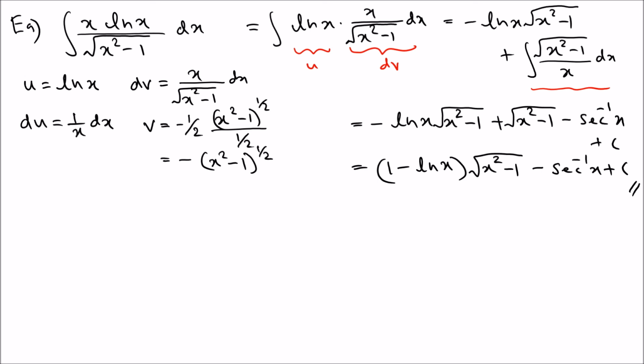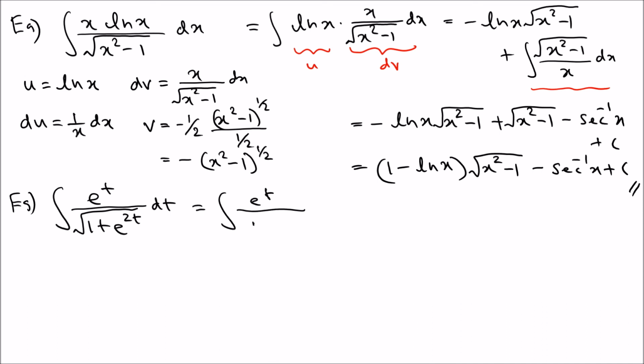So this one. Let's say we have e to the t over the square root of 1 plus e to the 2t, dt. If you get a problem like that, you can rewrite it as e to the t over the square root of 1 plus e to the t, whole thing squared. So this clearly says what substitution you have to use.